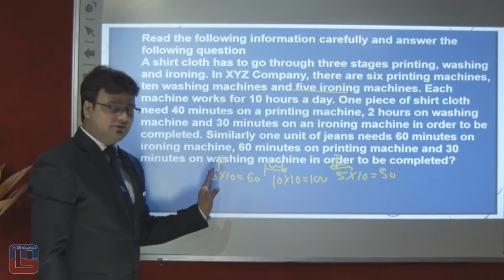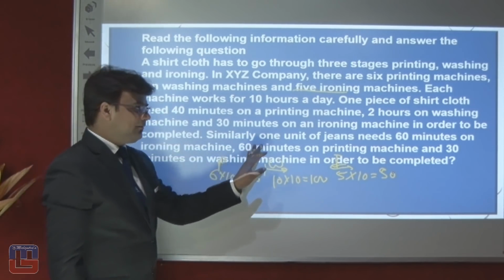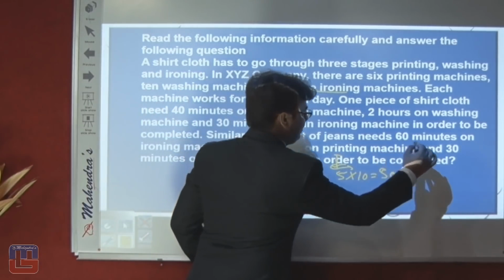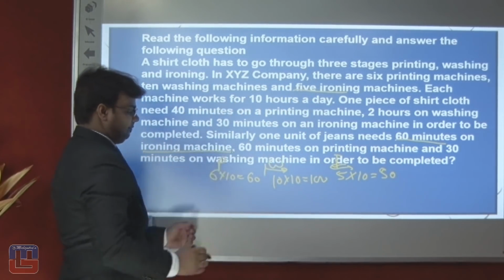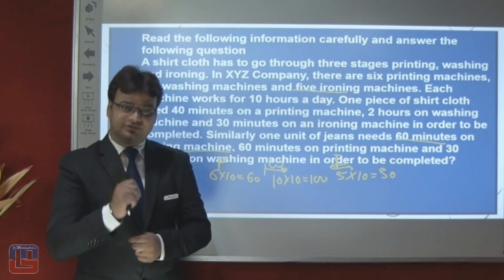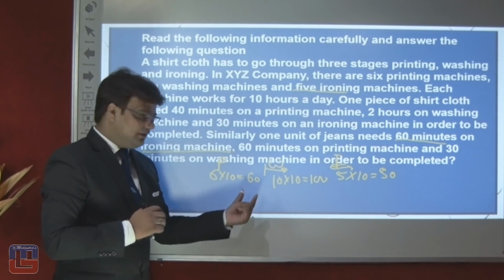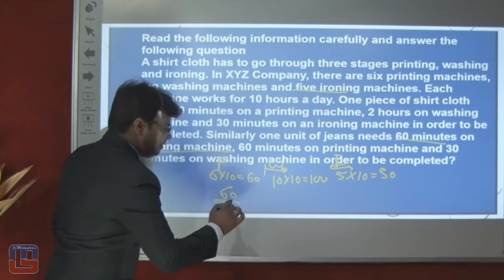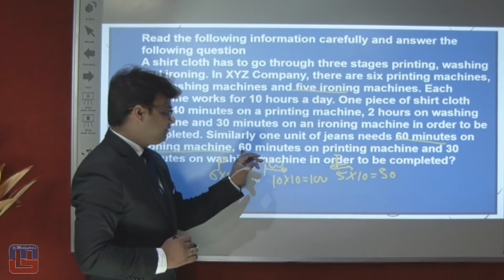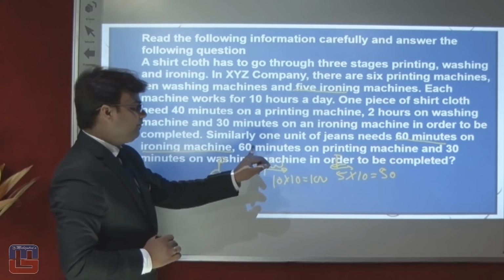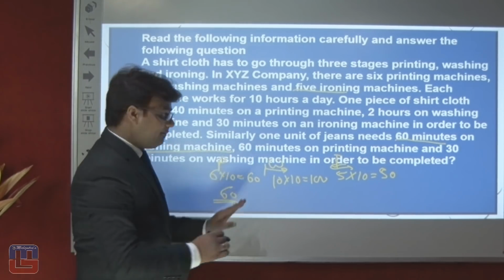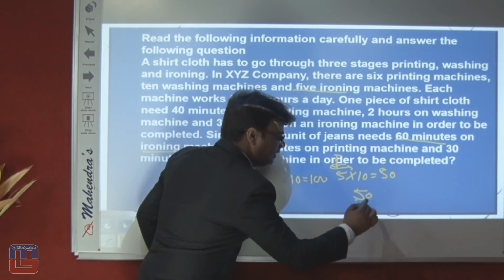For jeans completion, how much time is taken? 60 minutes for printing, and similarly for jeans, 60 minutes on the ironing machine. That means 60 minutes are required to complete printing for 1 jeans. So in 60 hours they can complete 60 jeans. And washing machine, how much? Ironing is also 60 minutes, so in 50 hours it can complete 50 jeans.